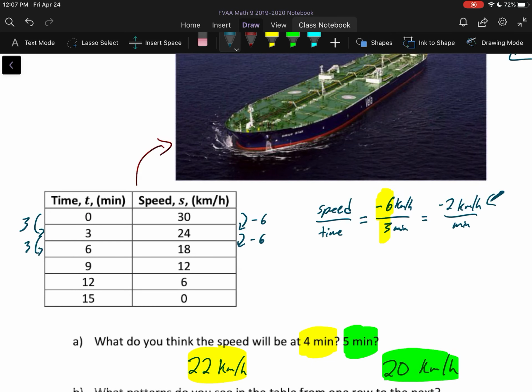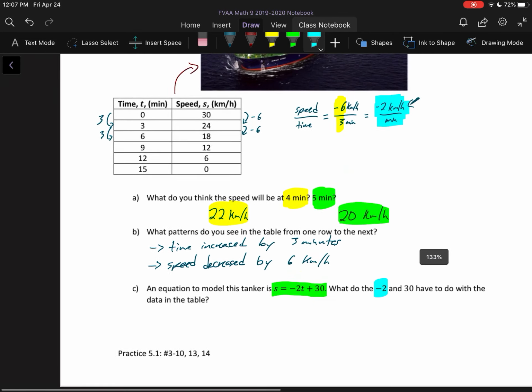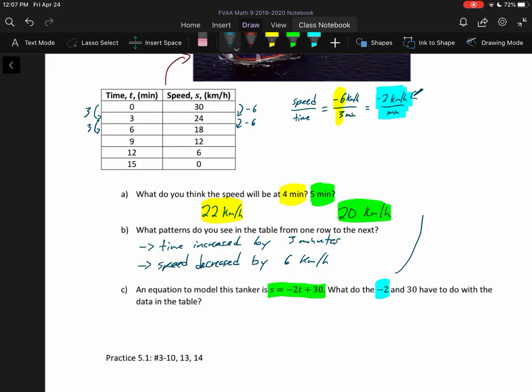Where did we see negative 2 and where did we see 30? All right, well, we see negative 2 over here, right? We see negative 2 over here when we came up with the rate at which the boat was slowing down per minute. Okay, so the negative 2 is the rate of change for the boat speed. Okay?